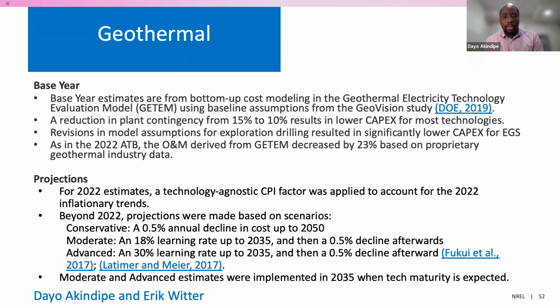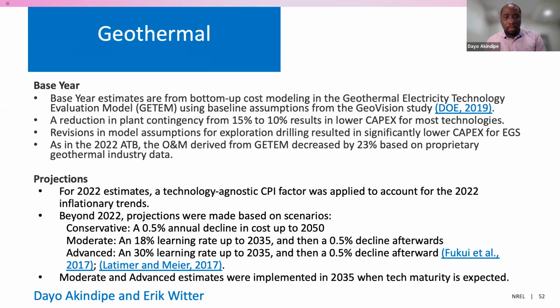These were learning rates that were heavily biased towards drilling, because drilling costs account for significant, up to 40 to 45% of total costs for geothermal development. And so we apply these learning rates based off of the successes in unconventional drilling, and also based off of discussions with a geothermal developer in the EGS space.